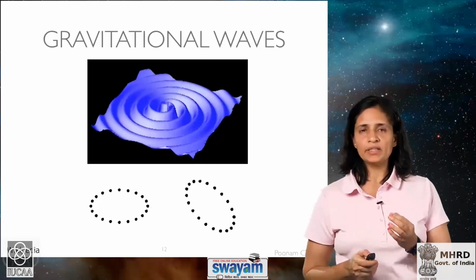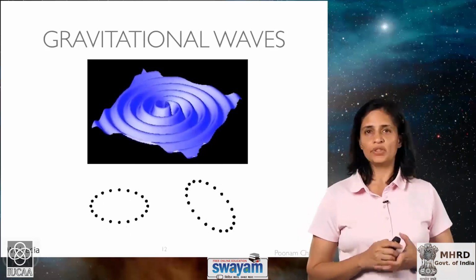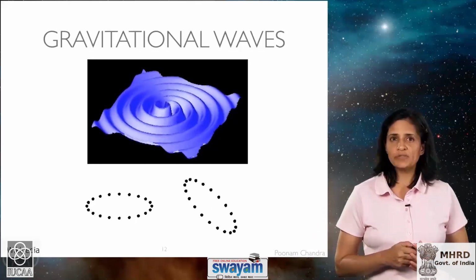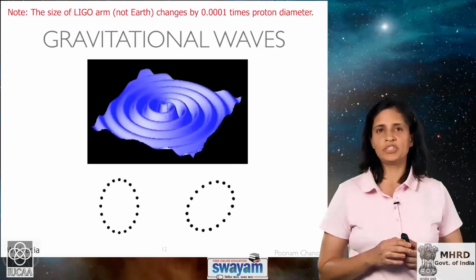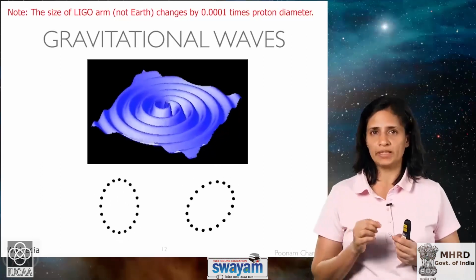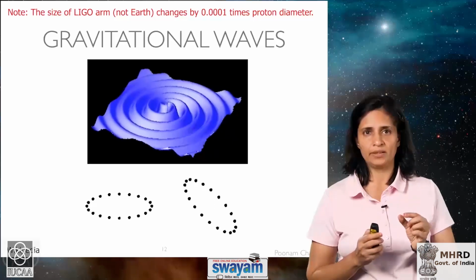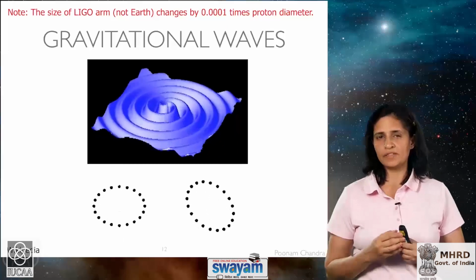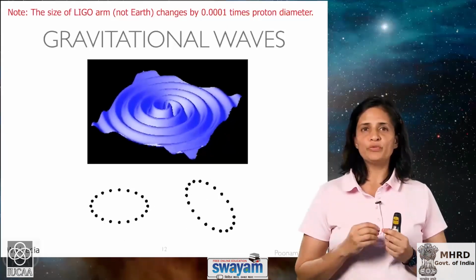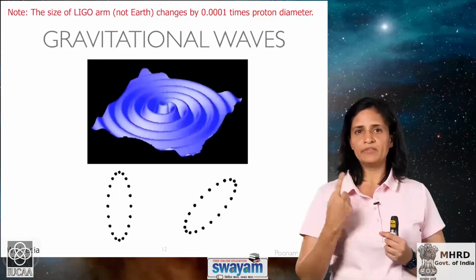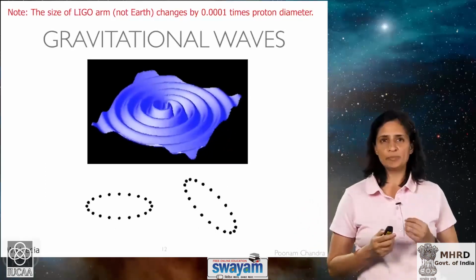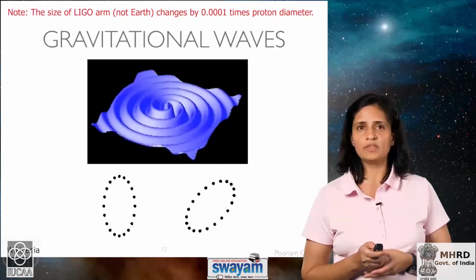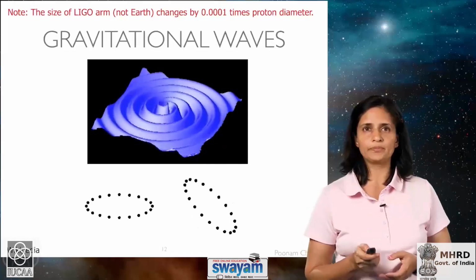However, I am telling you that this is an extremely exaggerated diagram, because for the first gravitational wave we detected, the size of Earth changed only by 1/1000th of a proton width. Or in other words, if you take the nearest star, Alpha Centauri, you have to move that star by one hair width. And that kind of displacement we have observed with our most sensitive interferometers, which are detecting gravitational waves.